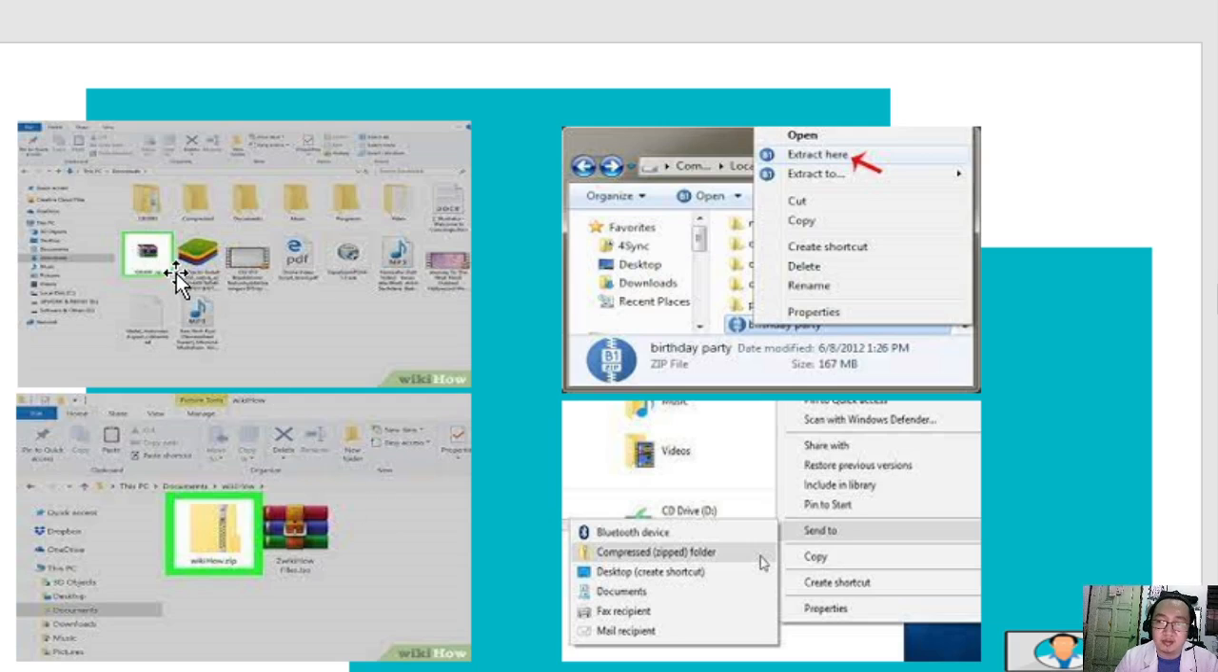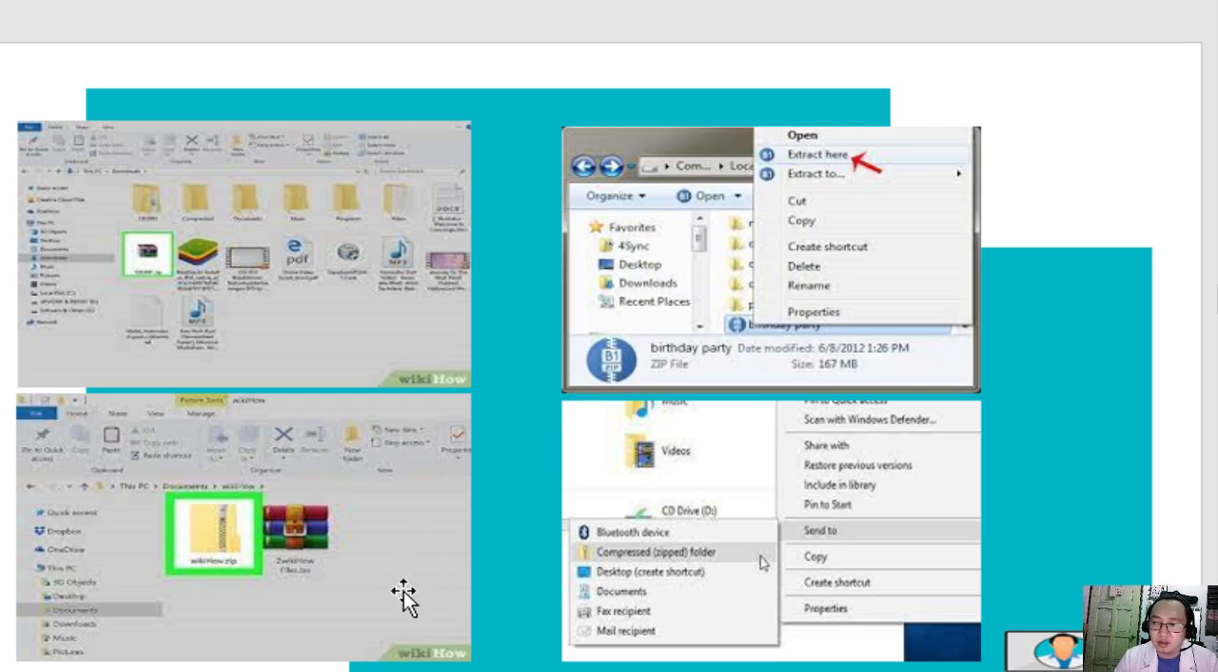If you want to retrieve or access the files, you just right click this type of icon, then this will appear, then you just click extract, whether to the same location or a different file location. Then a folder may appear, or a Word file or any document type will appear, depending on what is saved or stored in that zip file.